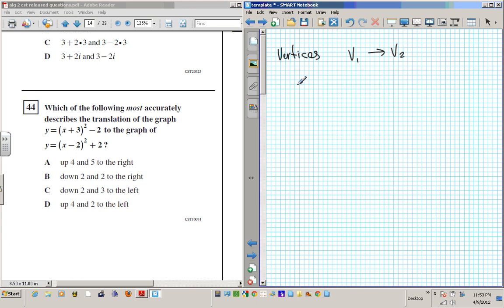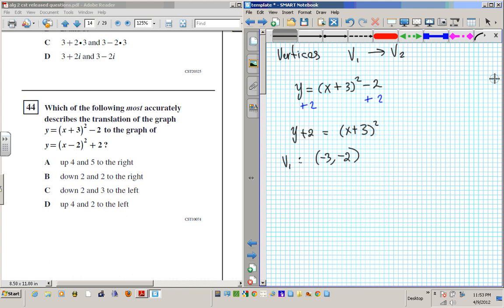Okay, so the first equation is y equals (x plus 3) squared minus 2. I'll put it in vertex form. I'll just add 2 to both sides, so I'm going to have y plus 2 equals (x plus 3) squared. For this one, the vertex v1 is basically going to be the opposites, right? So it's going to be negative 3, comma, negative 2.